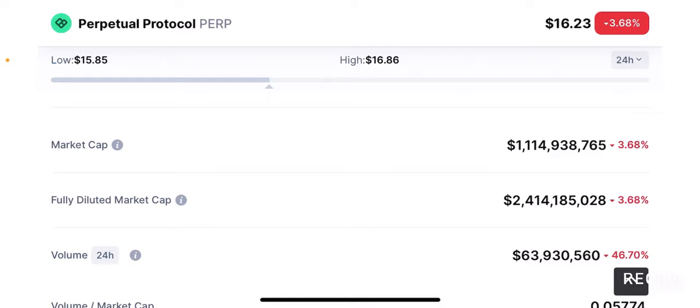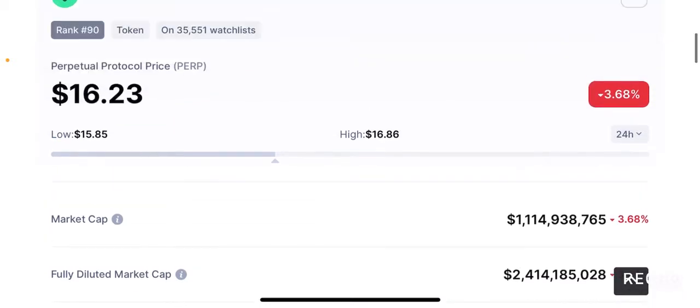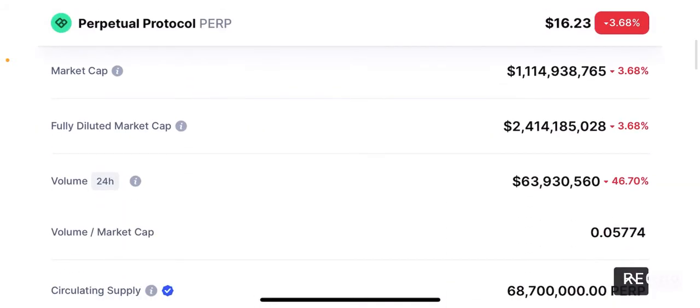Although ARPA, which is a token that we covered yesterday, has been pumping like crazy, PERP has not really had a significant pump, right? But that's because the market cap of this token is already quite high, so a lot of capital is required to pump the price, because the market cap is getting bigger and bigger. It's about $1.114 billion in market cap, which is a huge number.